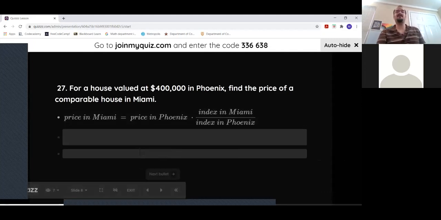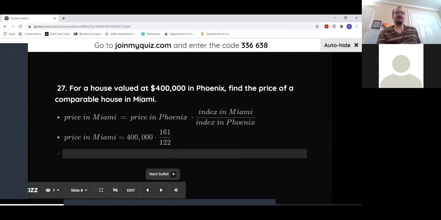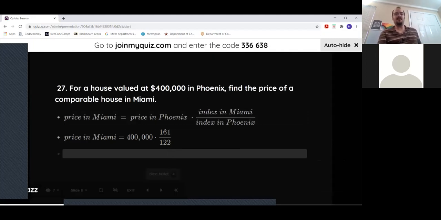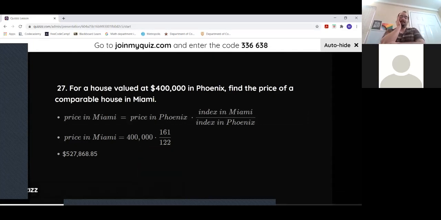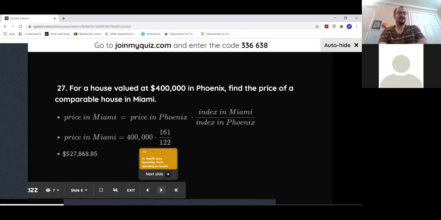So we're going to do the price in Phoenix. Or we're trying to find the price in Miami. Will they give us a price in Phoenix? And we get the index from the table. So the price in Phoenix was 400K. Our index in Miami was 161. Our index in Phoenix was 122. And this is sort of like I was talking about. If we want something to be larger, the larger number has to be on top, this fraction has to be greater than 1. Sometimes thinking about things, stepping back, it might help you out. But that is the solution that I think most of you were getting, something along those lines. That's how to do it.